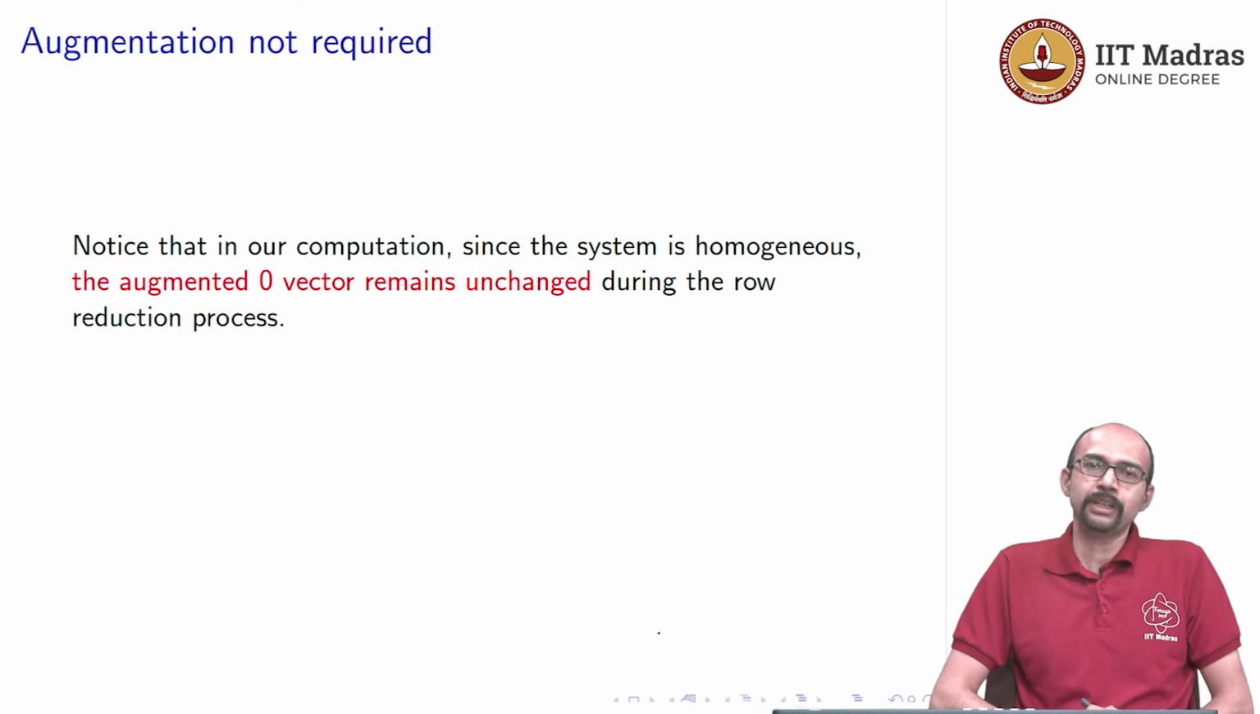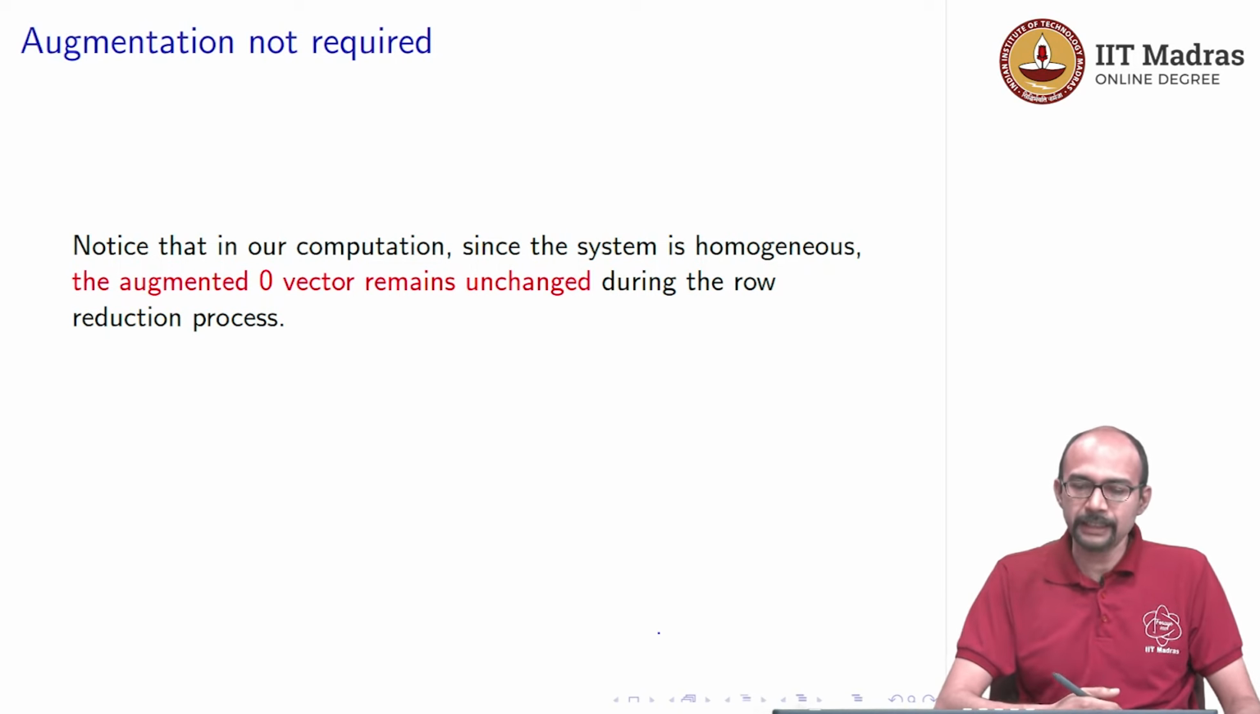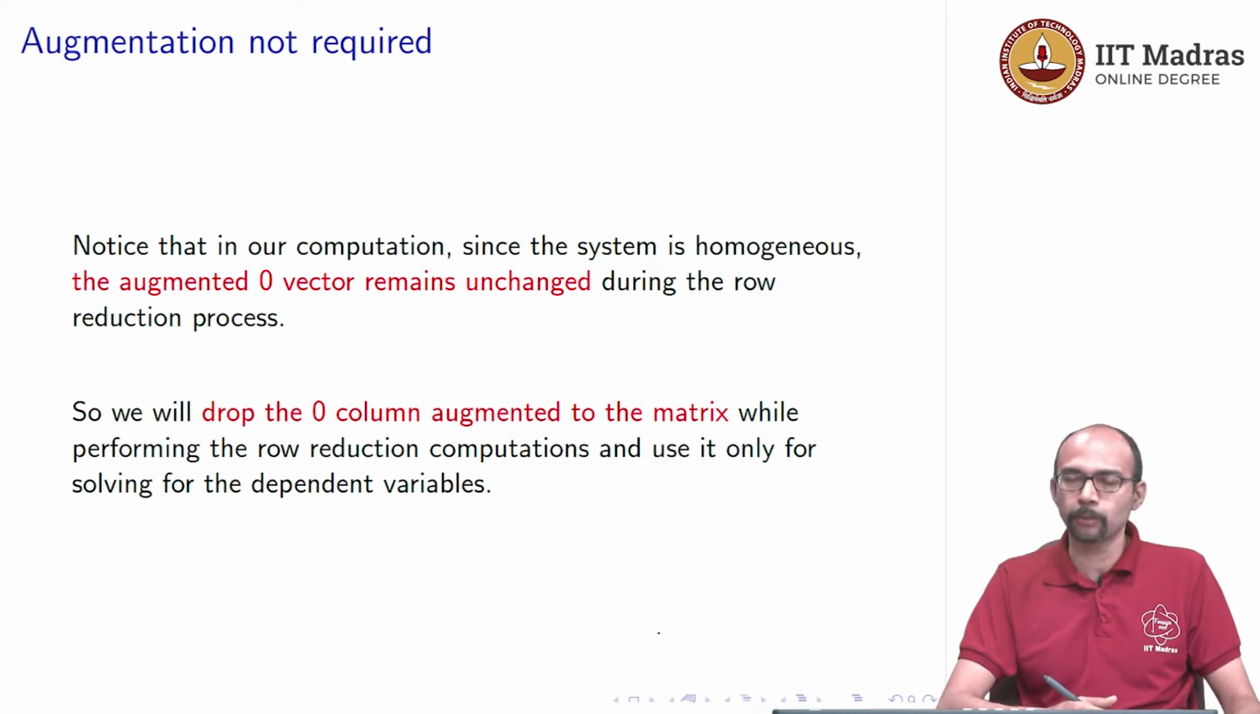Okay. So, that is what this slide is saying, that notice that in our computation, since the system is homogeneous, that exactly means we have Ax equals 0. So, we have a 0 column, the augmented 0 vector remains unchanged. So, we will drop the 0 column augmented to the matrix while performing the row reduction computations and use it only for solving for the dependent variables.